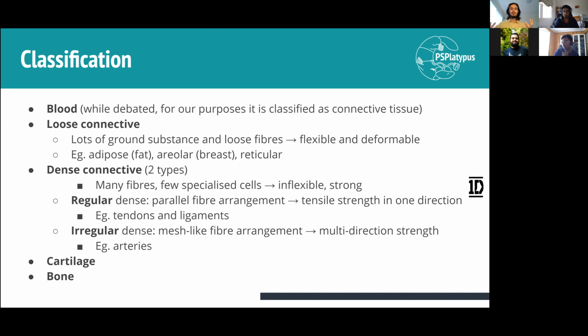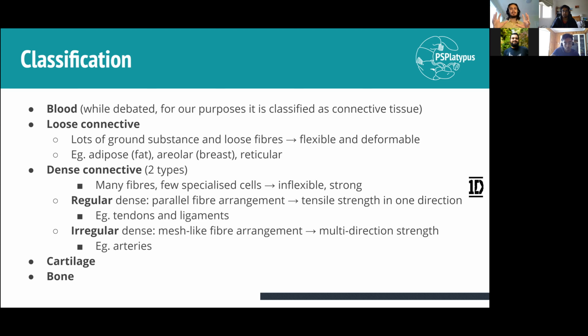So for our purposes, blood, we consider a connective tissue that has no fibrous content. It's just got its plasma and the specialized cells. Loose connective tissue is what it sounds like. It's loose. So it has loose fibers and an abundance of ground substance. So that means that it's quite flexible and deformable. You can change the shape of loose connective tissue. And you can see that in fatty tissue, breast tissue, and other reticular tissue. So calling back to those reticular fibers in terms of the 3 different sorts of fibers that we saw.